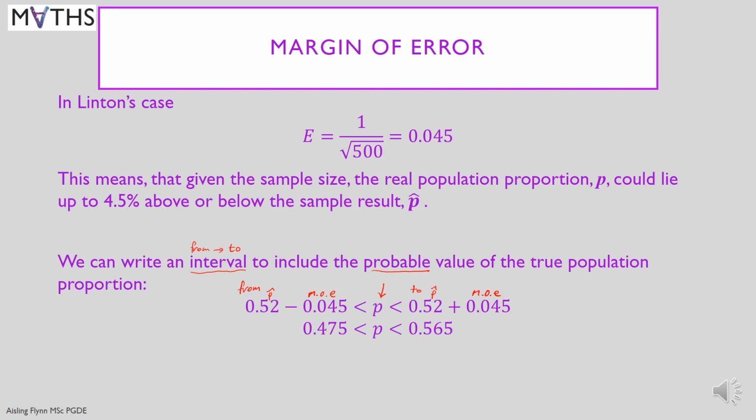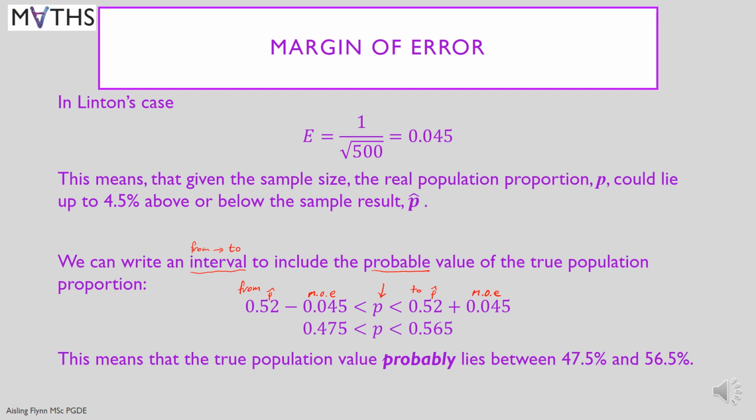So it's quite a wide interval, given that she only asked 500 people. And this means that the true population value probably lies between 47.5% and 56.5%. So there is still a chance that Linton might not get a majority here. What should the campaign manager do? She should go ask lots more people.